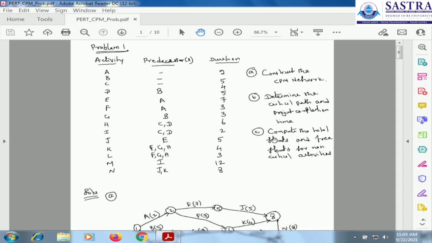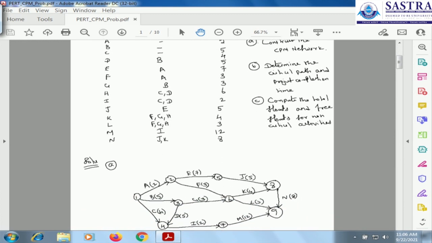Here, in problem number 1, the activities are given, the predecessors are given, and the duration is given. The activities are A, B, C, D, E, F up to N, with their predecessors and durations. The first question: construct the CPM network. The second question: determine the critical path and project completion time. The third question: compute the total floats and free floats for non-critical activities.